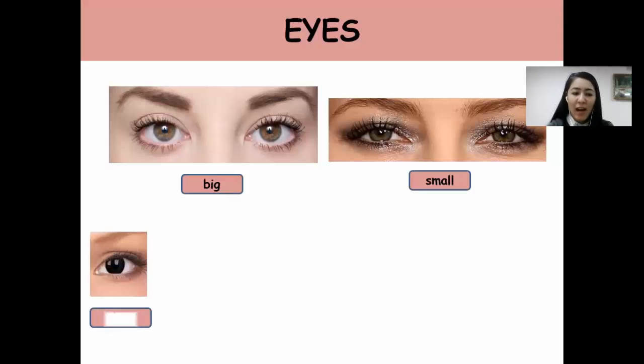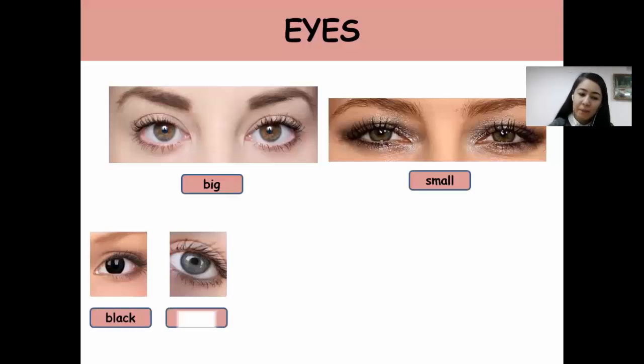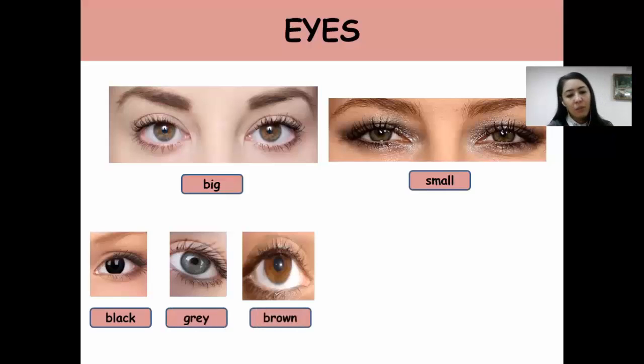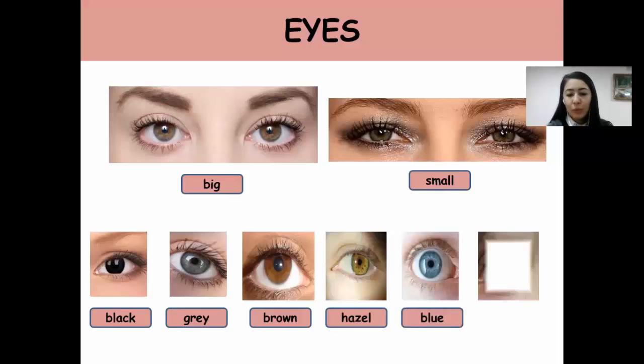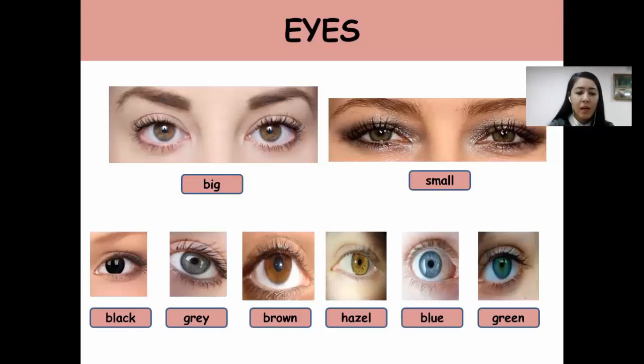Eyes can be black, gray, brown, hazel, or sometimes blue, and it can be green as well. Most of the time it depends on the nations. In some nations, if we say stereotyping, most of the people can be blue-eyed, or most of the people green, and it depends, of course.